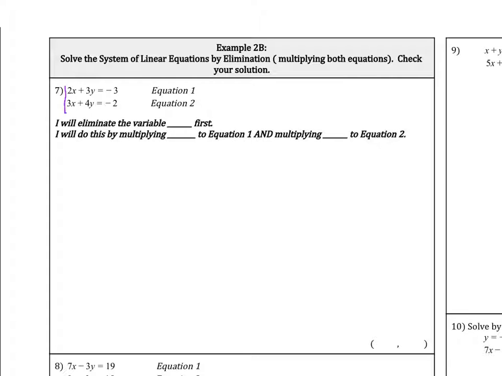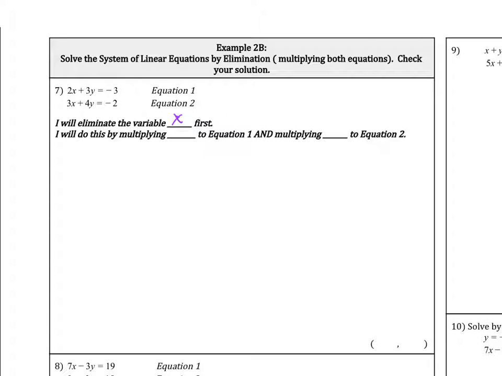So 2 and 3 are pretty small. Like say, for instance, this is 7 and this is 9. Those are pretty large. And so if you pick the large numbers, you might be more apt to make mistakes because they're just larger numbers you have to deal with. So let's go ahead and we're going to eliminate our x's first because the numbers are smaller.